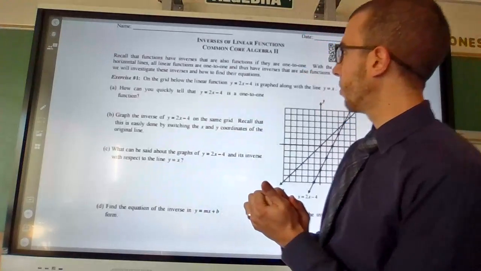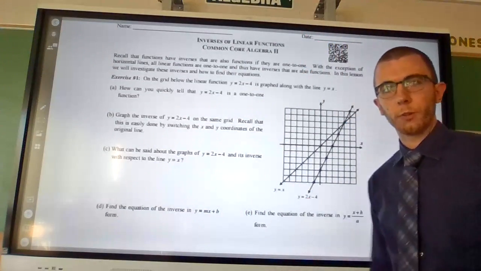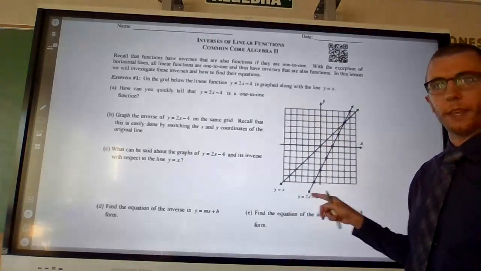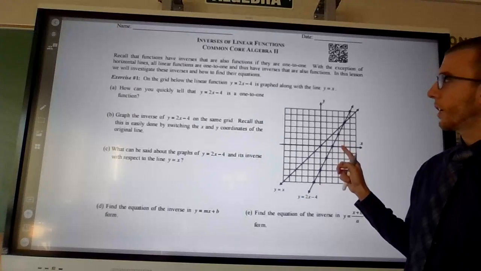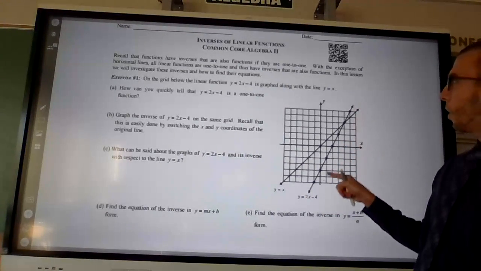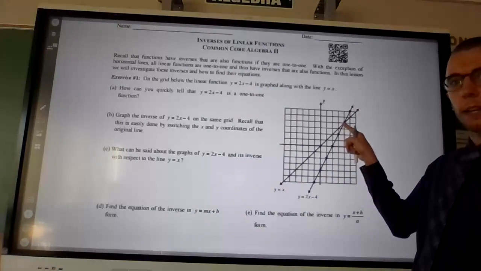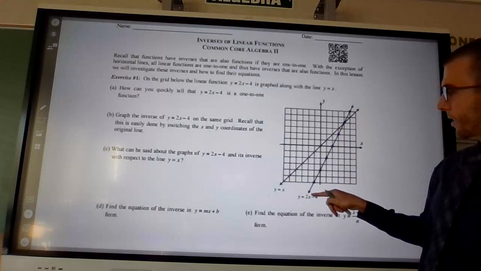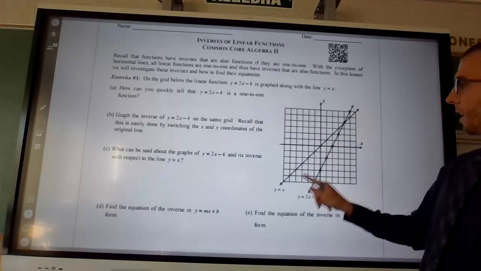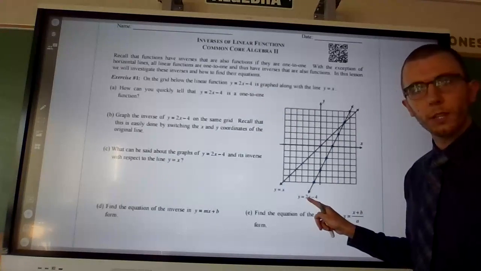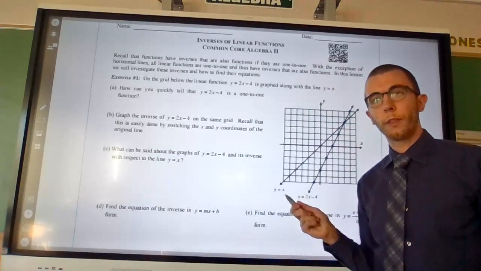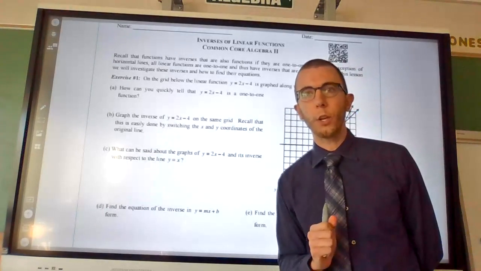So we're going to dive right in here and see what we're working with. On the grid below for exercise 1, the linear function y equals 2x minus 4 is graphed along with the line y equals x. This is the line y equals 2x minus 4. This is the line y equals x. As we can tell from their labels, just like I always tell you guys, make sure you label your graphs, your functions. They're already labeled here.